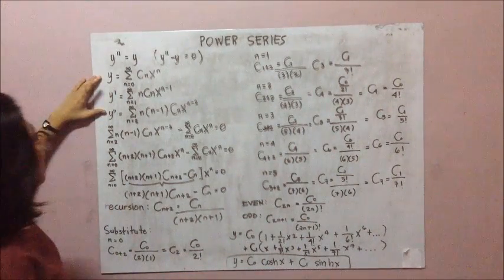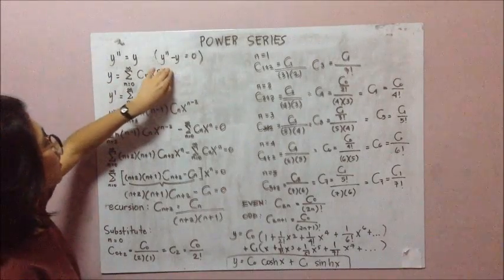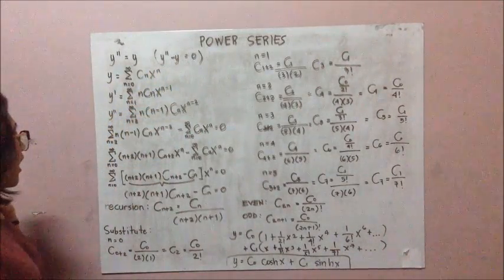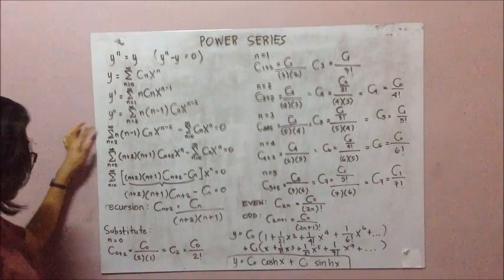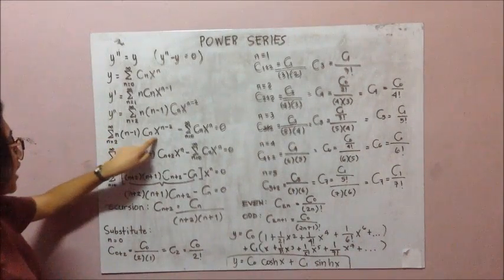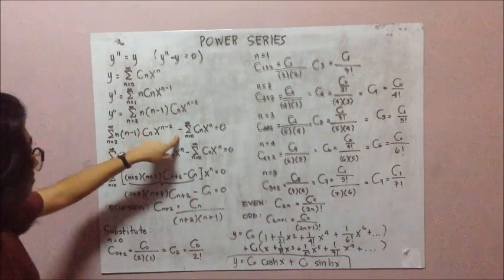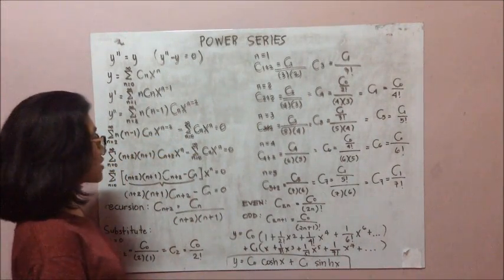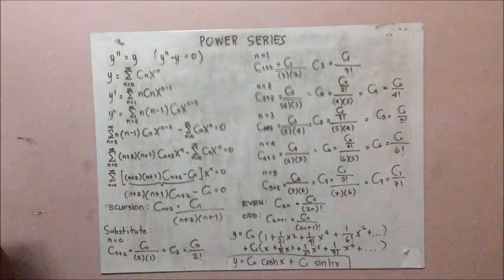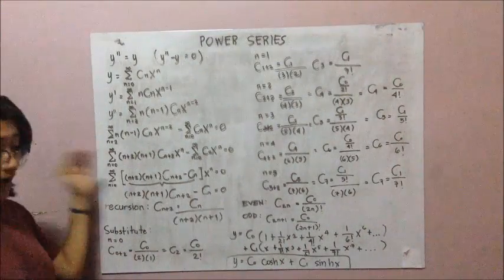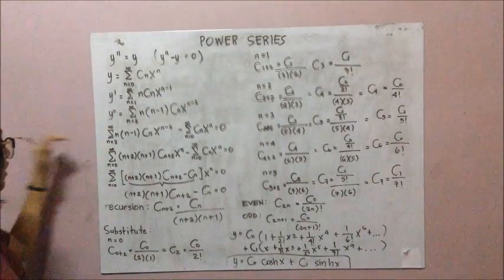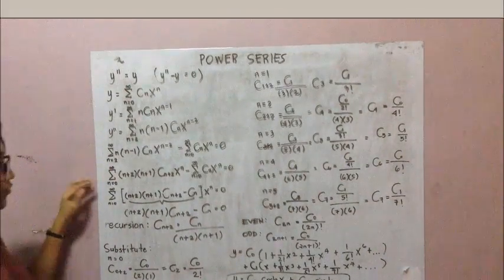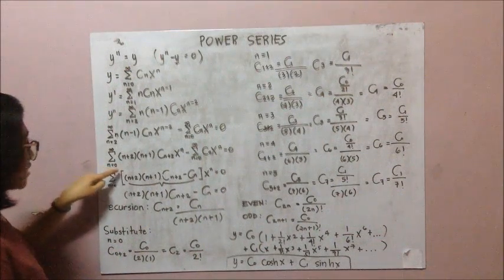So we substitute these values into this equation, y double prime minus y equals 0. So we come up with the summation n equals 2 approaching infinity of n times (n minus 1) c_n x^(n-2) minus the summation n equals 0 approaching infinity of c_n x raised to n equals 0. To solve this equation, we need to have the same index. Since we don't have the same index, we need to subtract 2 here, so we come up with n equals 0.